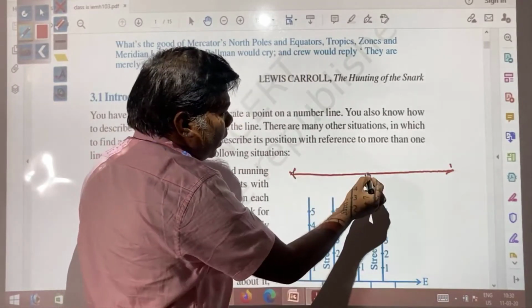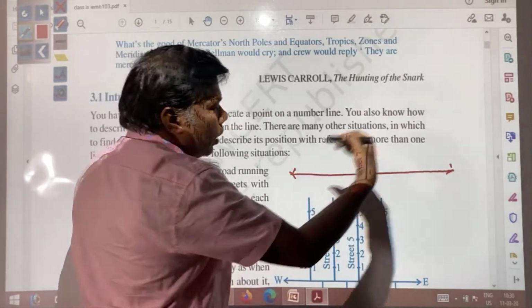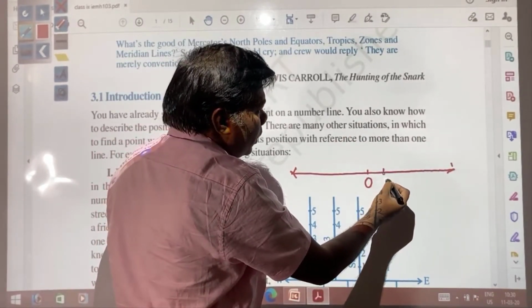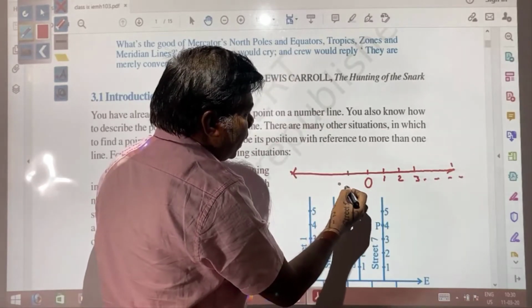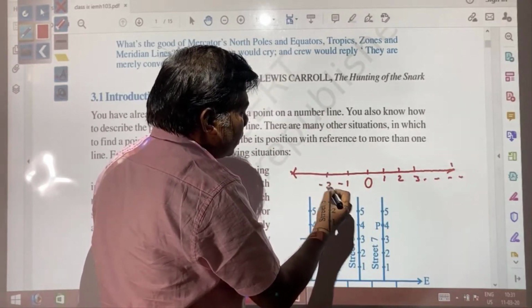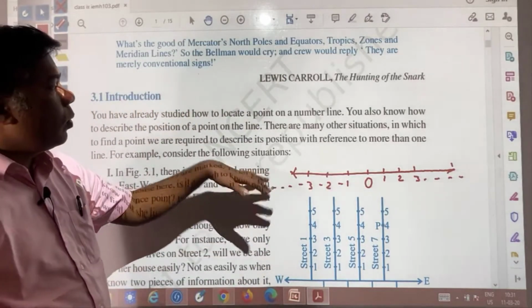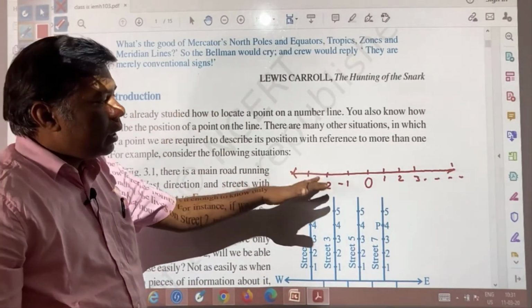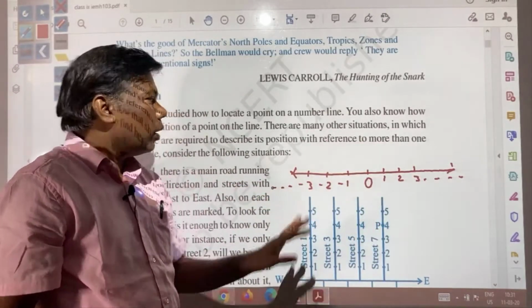This is your number line, suppose this is the origin, that is 0. On the right side you have positive numbers in this way, and on the left side we will have negative numbers in this way. So if you want to represent any number, it can be represented on the number line. Already you have learned.